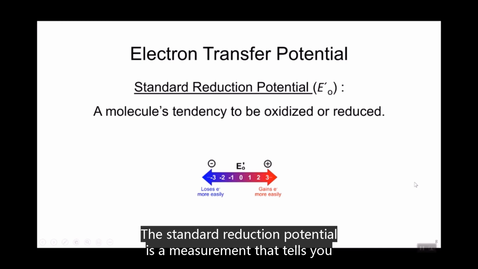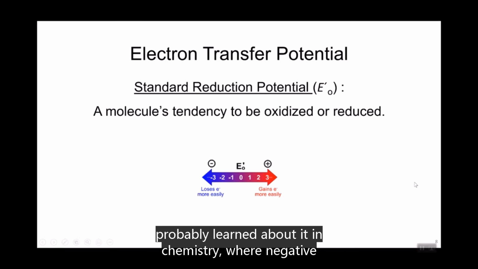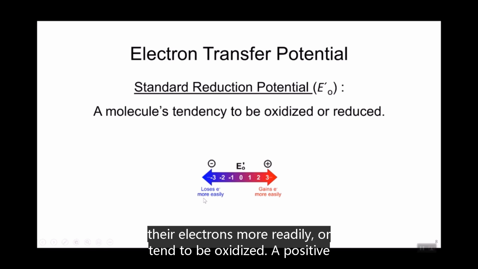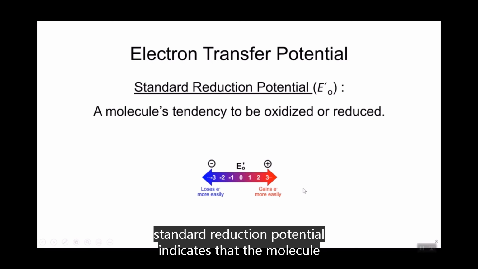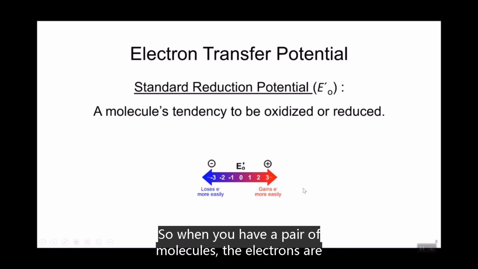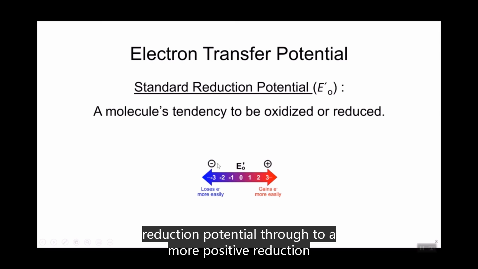The standard reduction potential is a measurement that tells you a molecule's tendency to be oxidized or reduced. You've probably learned about it in chemistry, where negative reduction potentials indicate that molecules tend to lose their electrons more readily or tend to be oxidized. A positive standard reduction potential indicates that the molecule likes to be in the reduced form. So when you have a pair of molecules, the electrons are going to flow from something that has a negative standard reduction potential through to a more positive reduction potential.